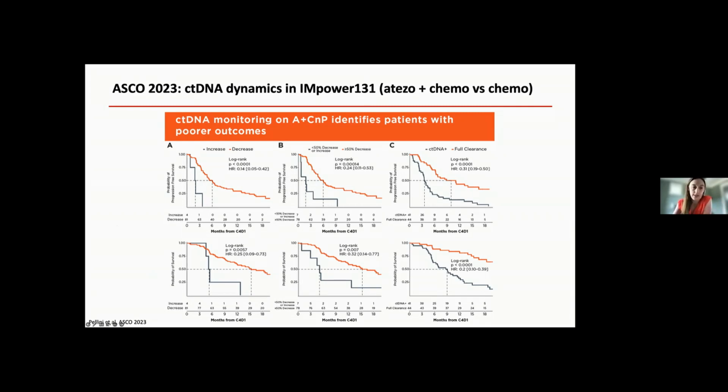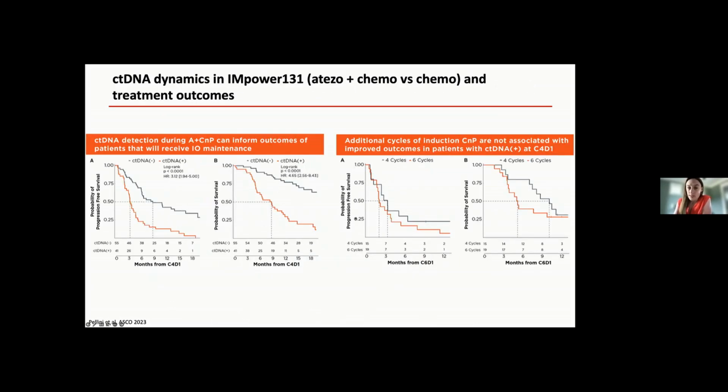And so you can see that irrespective of how they define ctDNA changes, they looked at decrease, greater than 50% decrease, and full clearance. That group is the group that associates with better PFS and also markedly better overall survival. They also looked at whether this could help with decision-making.